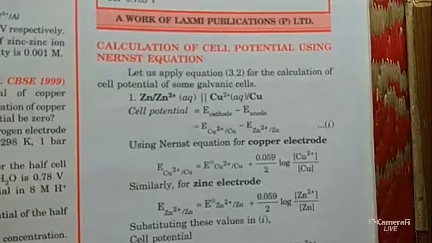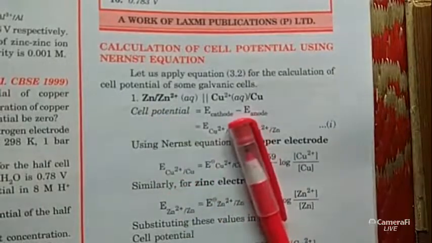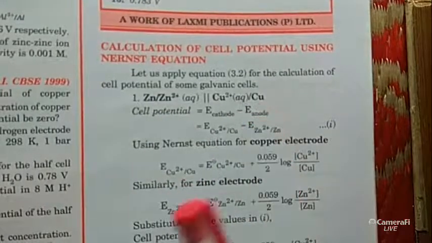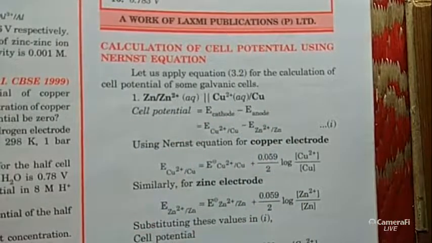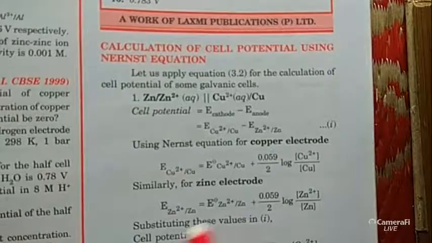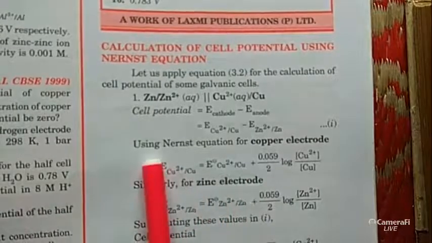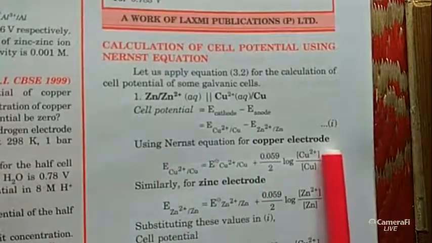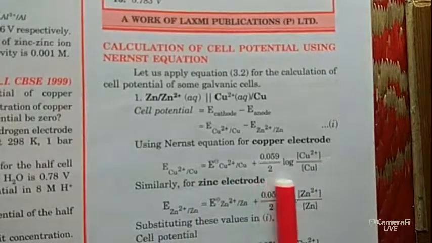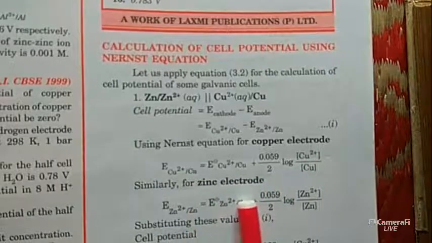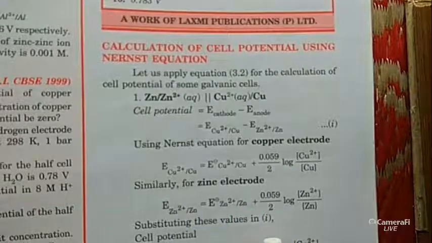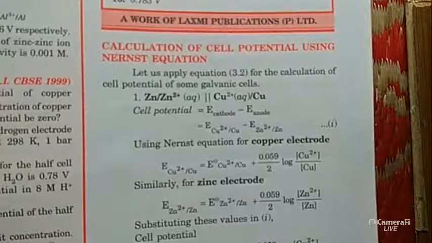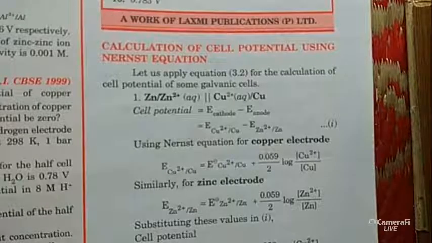We have the zinc, zinc plus 2 and the copper plus 2, copper half cells. Now the cell potential is E cathode minus E anode, right? When we have E cathode minus E anode, we substitute the values. So the Nernst equation for the copper electrode is given by this one. Next, for the zinc electrode we have this one. Now substituting these values we get 0.059 by 2 into log copper plus 2.